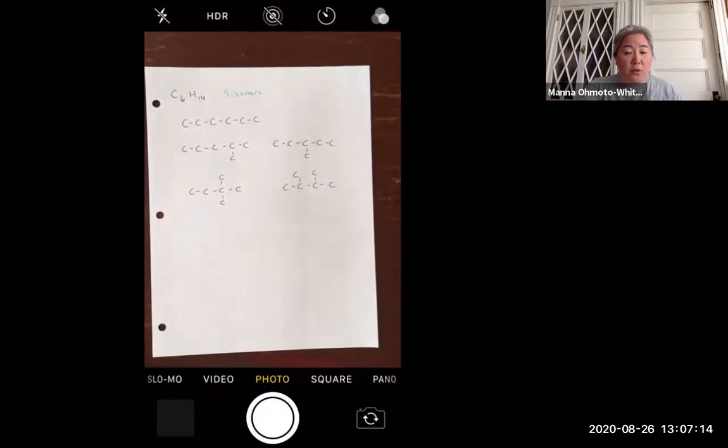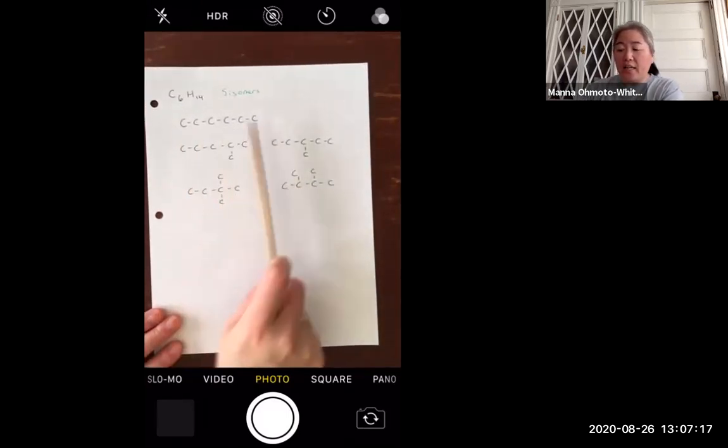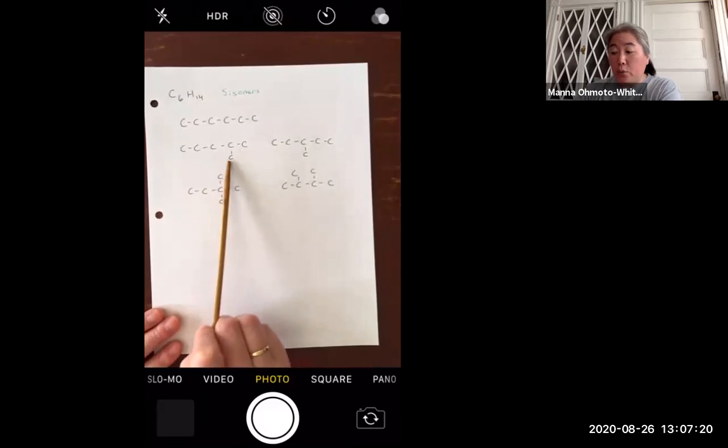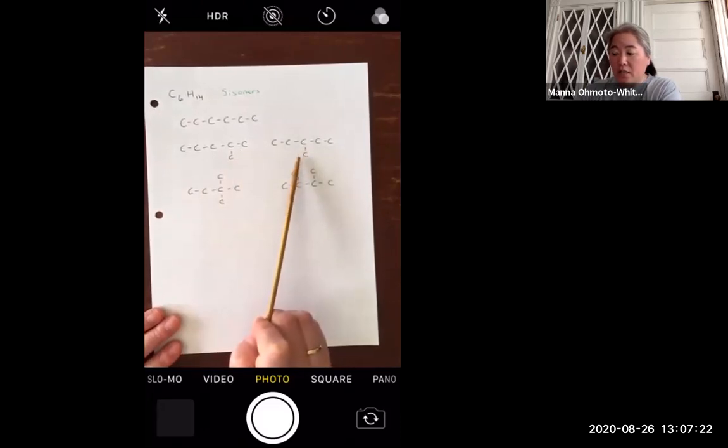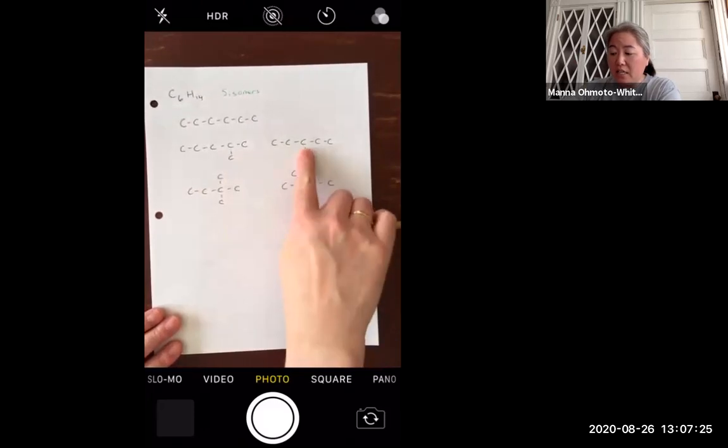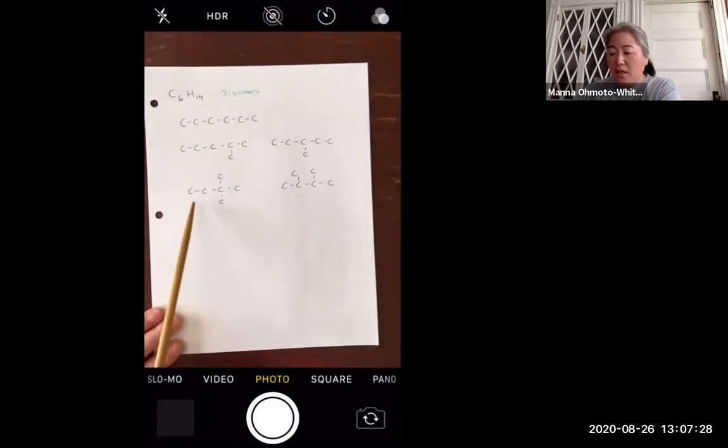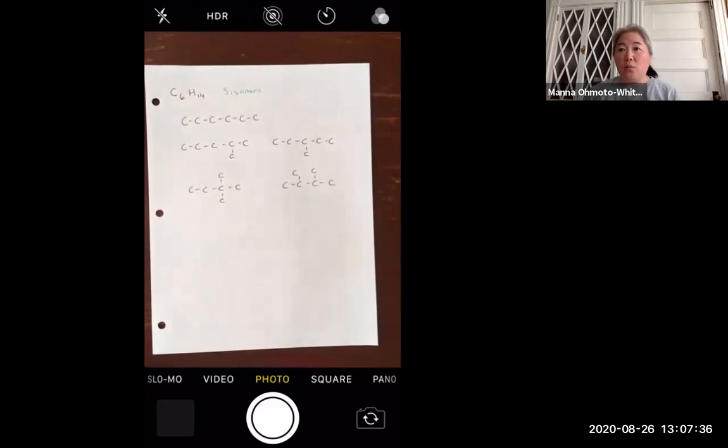C6H14 has 5 isomers. They can either be a straight line, or a straight line with one carbon coming off of this. And notice that if I put this carbon right here instead, it would be the same as this. And I could have two carbons coming off, either off of the same carbon or off of adjacent carbons. So this helps you understand why organic chemistry is its own chemistry, because it's a carbon-based model, and the more carbons that you have, the more possible combinations you can have, and the more differences that they have in their intermolecular forces of attraction.